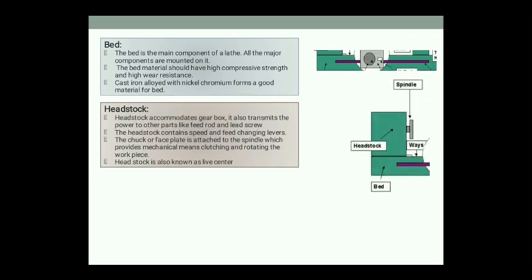The next one is the headstock. This is important because the power which is required to rotate the workpiece, the power to move the cutting tool, everything is included here. The headstock consists of a motor, gearbox, different levers to change the different speeds. It also consists of what we call a spindle, which is attached to the motor. The spindle is responsible for rotation of the workpiece. Over this spindle, we put a working device, what we call a chuck. In this chuck, we hold the workpiece.